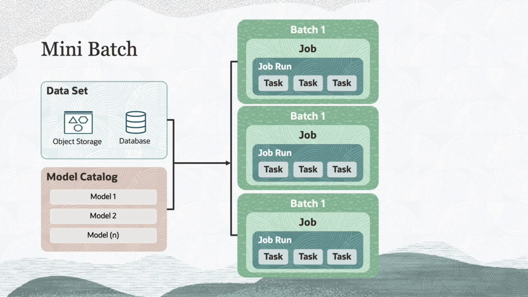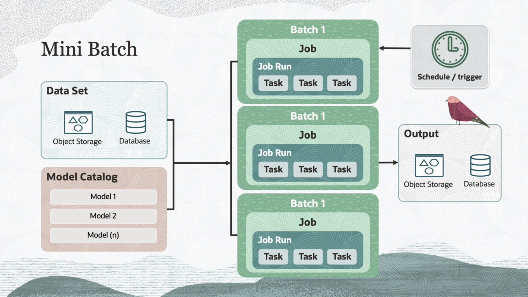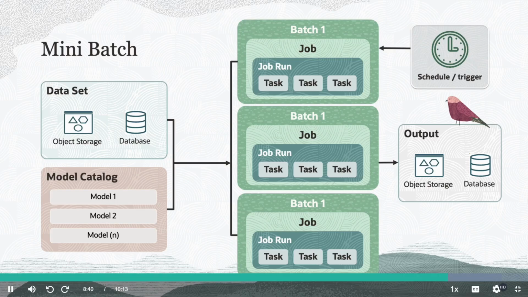Many batch jobs like this are often executed with a cron scheduler or based on some processes or events that trigger the job. Again, results from the batch processing could be stored in databases, object storage, or any other location.